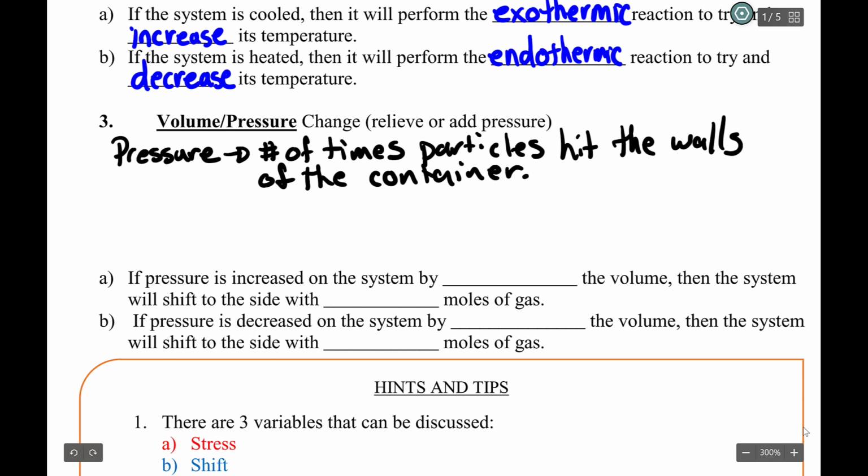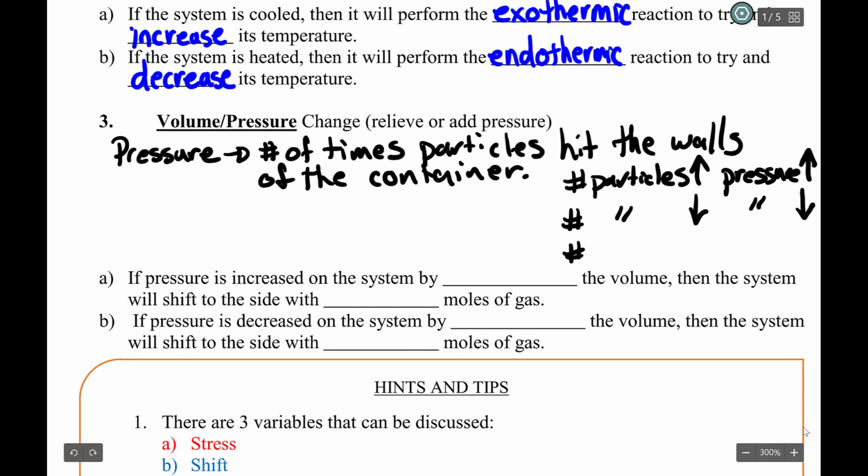So the more particles you have, the more hits you're going to have. The fewer particles you have, the fewer hits you're going to have. The smaller the volume, the more hits you're going to have. The larger the volume, the fewer hits you have. So if the number of particles goes up, then the pressure is going to go up. Conversely, if the number of particles goes down, then your pressure goes down. Now, the number of particles really relates to just the moles.